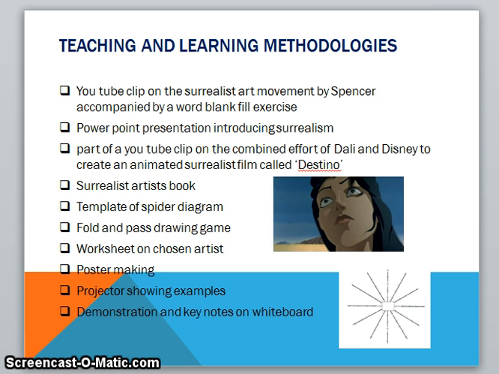Specific teaching and learning strategies included the use of YouTube and projector, reference books, worksheets and templates, motivational games and activities, teacher demonstration, and the use of whiteboard for instructional techniques. The students collaborated in a variety of ways, engaging in group work, pair work, and individual work, group projects, discussion exercises, whole group analysis of artwork.